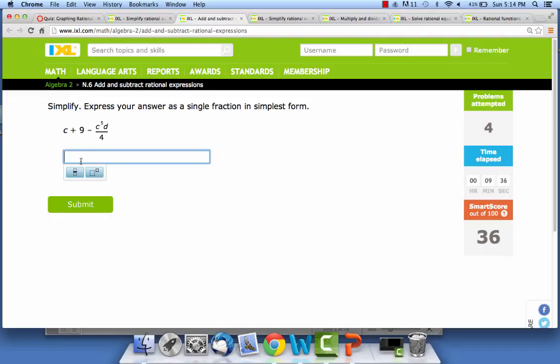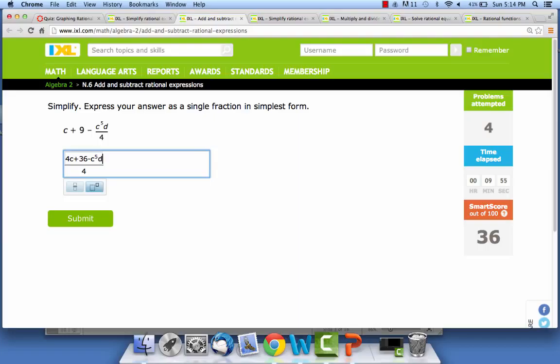This one, everybody's going to need a 4. I'm going to skip a little bit here. So I've got 4 times c plus 4 times 9 minus c to the 5th d all over 4. So instead of c, I have 4c over 4, and instead of 9, I have 36 over 4.